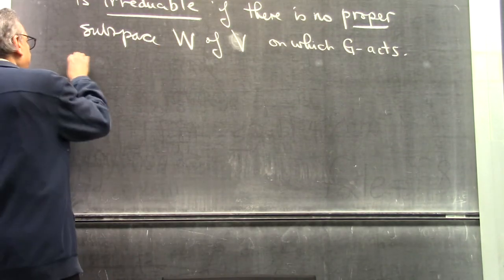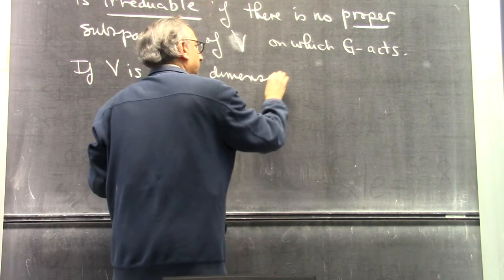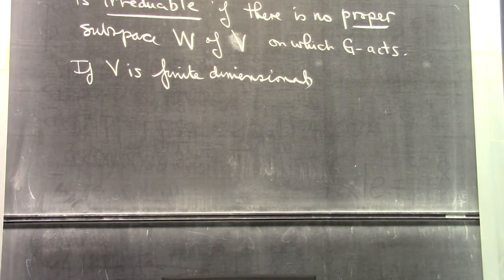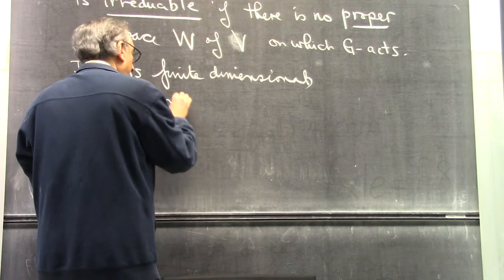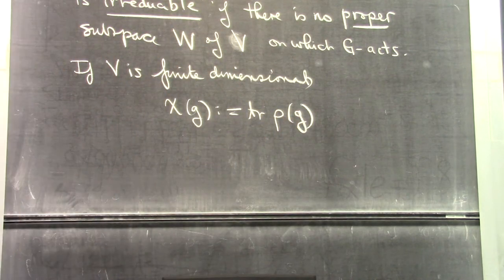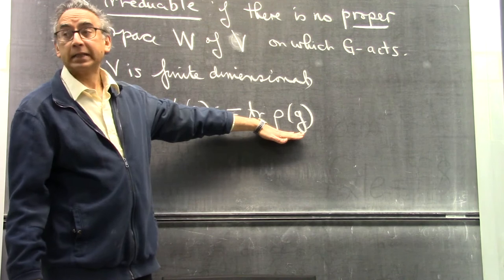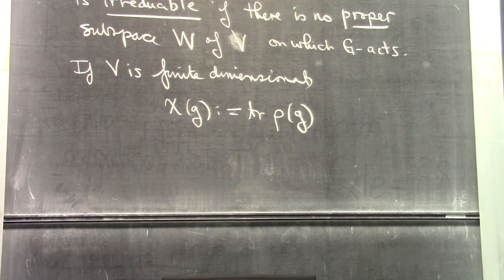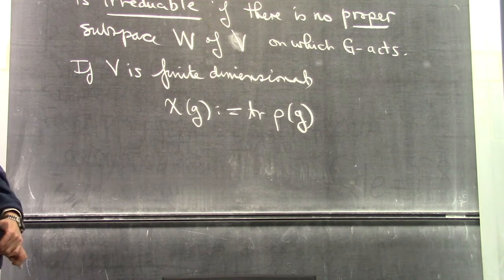Now, if V is finite dimensional, then I told you that we can think of these things as n by n invertible matrices. And so we can talk about the character chi of g, which is defined as the trace of the linear transformation rho of g. The trace of rho of g is independent of the choice of basis. It's a linear transformation property. If I have two different bases, the matrix representations become conjugate, therefore the trace is well defined. So this is what we have.